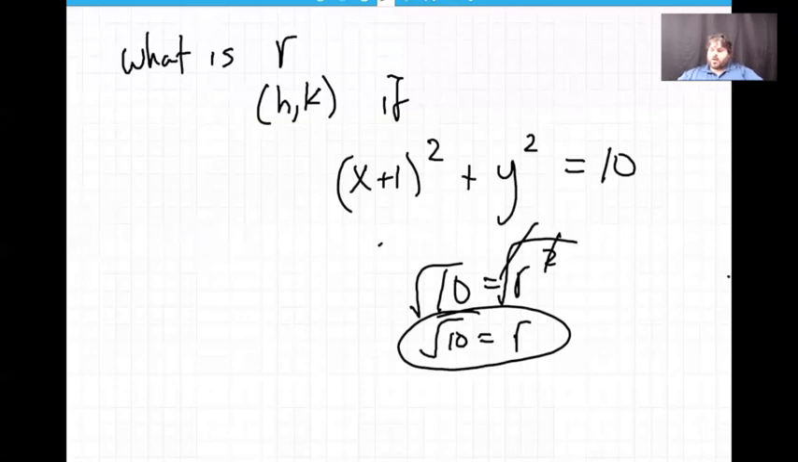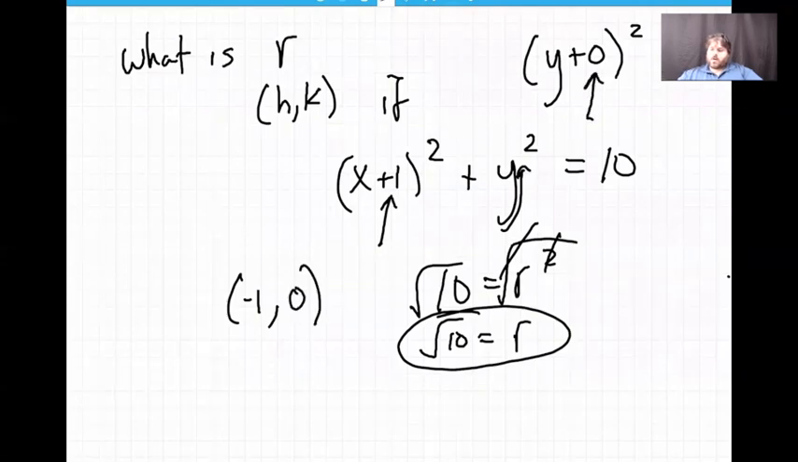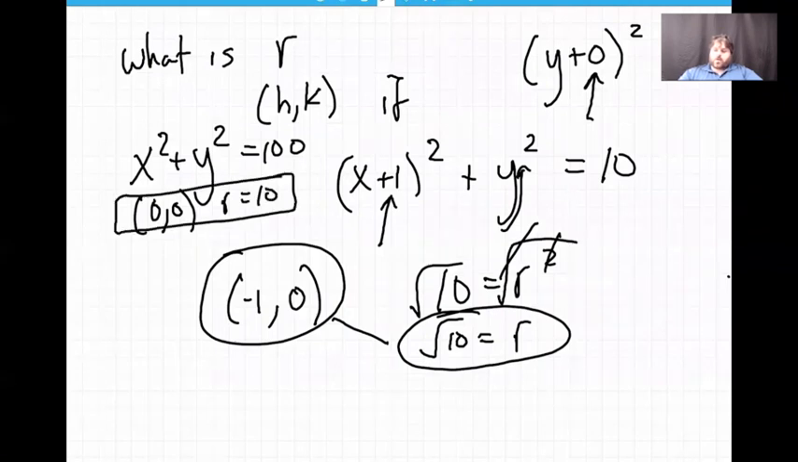Now what is the center? I see a plus 1 here. That means I should put a negative 1 here. It's x minus that. Now notice here there's nothing. It just says y squared. But you have to recognize that y squared is the same as (y + 0)². So that means my k is 0. So that's another tricky thing here. There's my radius and my center. If you see x² + y² = 100, then your center is (0, 0) and your radius is 10. So there's another quick example: when you don't see x plus a number squared, when it's just x squared and y squared, it's still a circle, it's just centered at (0, 0).